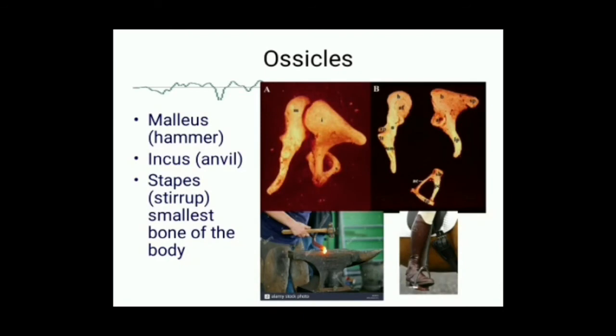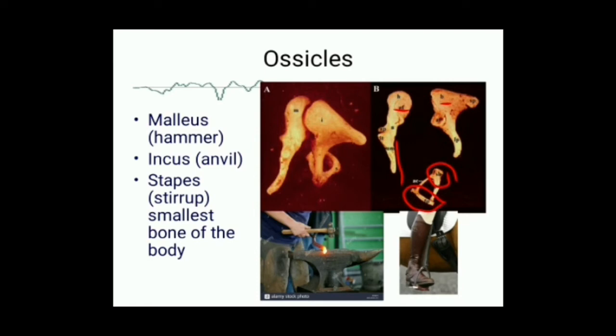Middle ear ossicles. I said it has 3 ossicles. Malleus is otherwise called hammer, because of its shape. This is the head of the malleus and this is the handle of the malleus. Here is the incus; this is the body of the incus, this is the short process and this is the long process. And here the smallest bone, stapes: this is the head of the stapes and this is the footplate of the stapes.